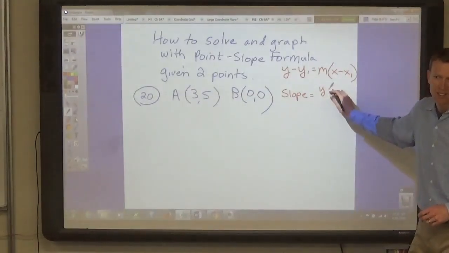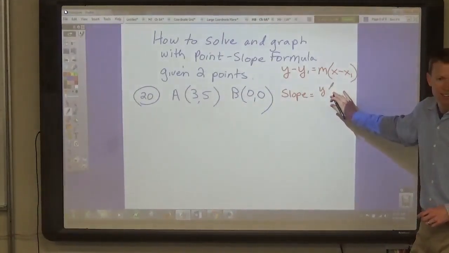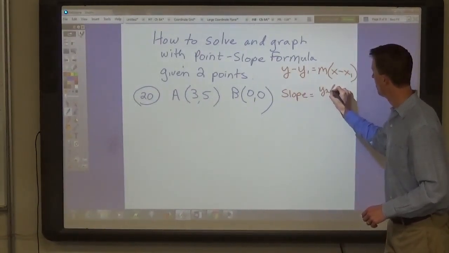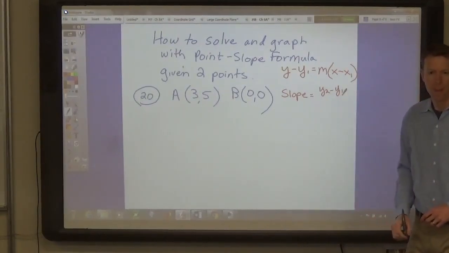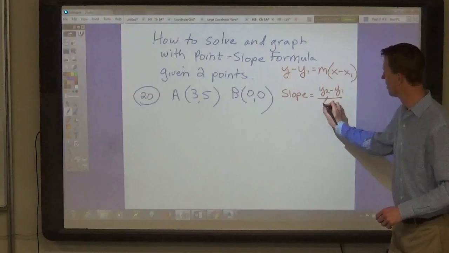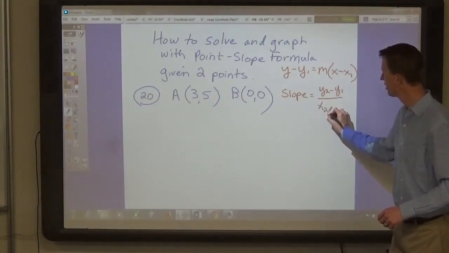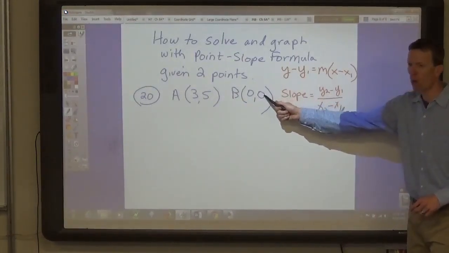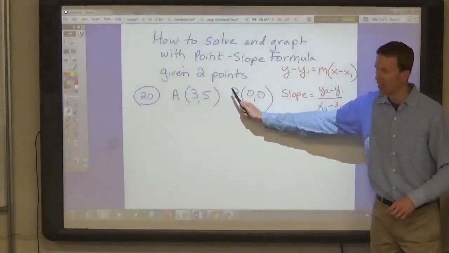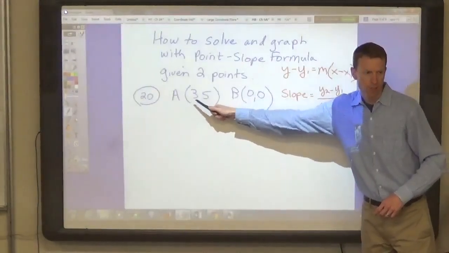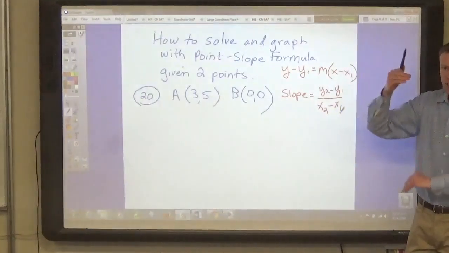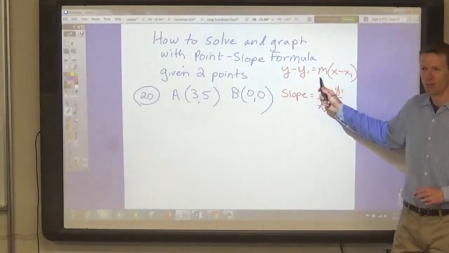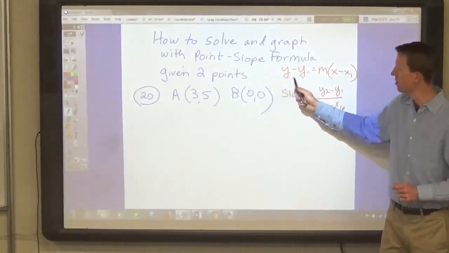Come on, 8th graders, you know this. y minus y1 over x2 minus x1. Yep. So the second coordinate of y minus the first coordinate of y, and the second coordinate of x minus the first coordinate of x. The difference in the y over the difference in the x. So if we have 2 points, we can find the slope, and then use one of the points to write our equation.